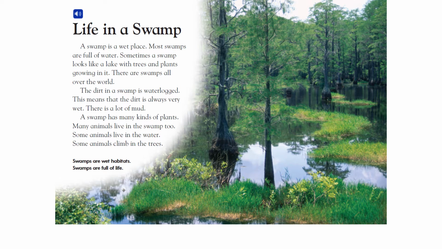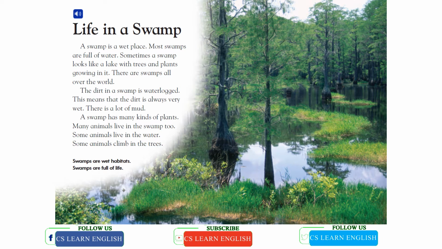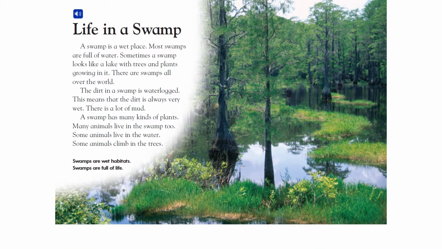Life in a swamp. A swamp is a wet place. Most swamps are full of water. Sometimes a swamp looks like a lake with trees and plants growing in it. There are swamps all over the world. The dirt in a swamp is waterlogged. This means that the dirt is always very wet. There is a lot of mud.